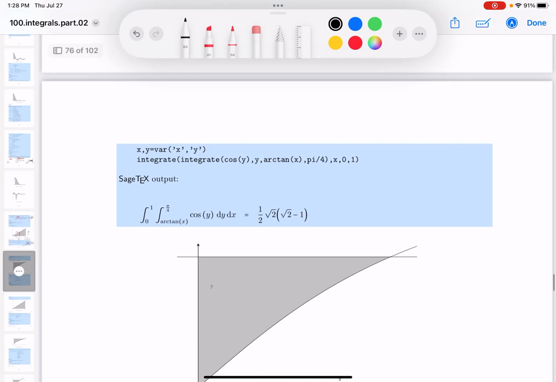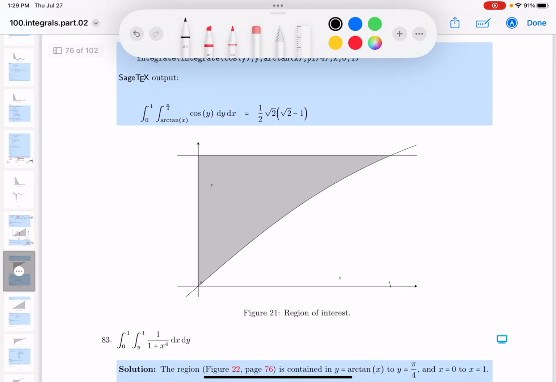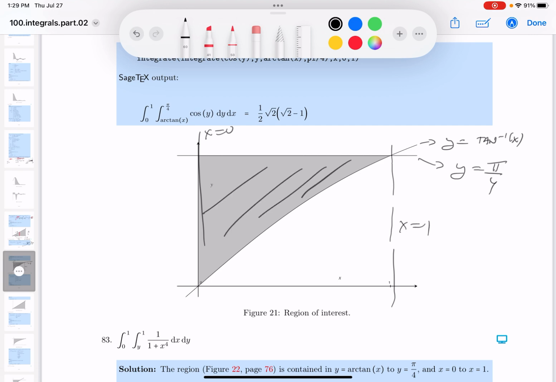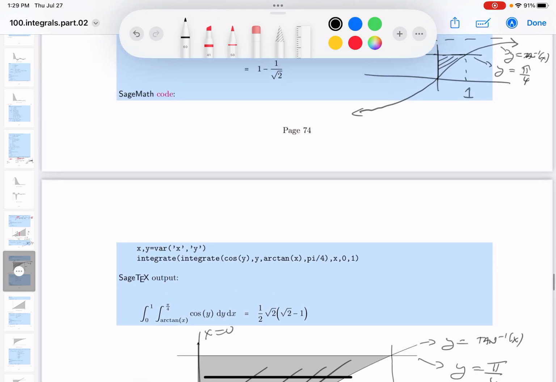I want to look at a better picture, and a better picture is over here, all right? This is the curve y equals the arctangent. This is the line y equals pi over 4. This is the line over here, x equals 0. And this is the line here, x equals 1. Right, and this is the region over here.